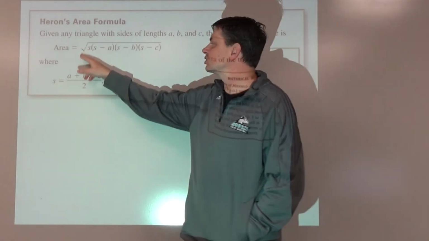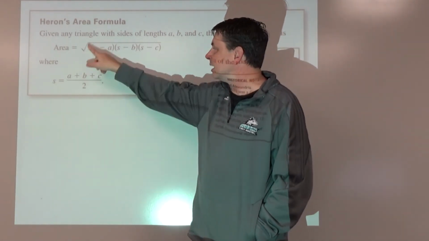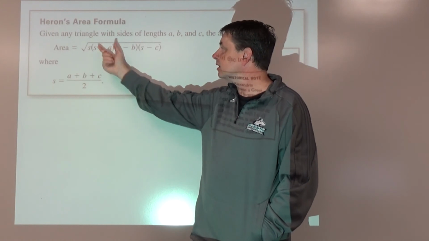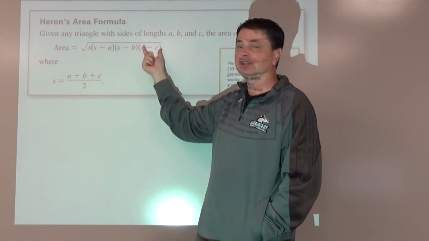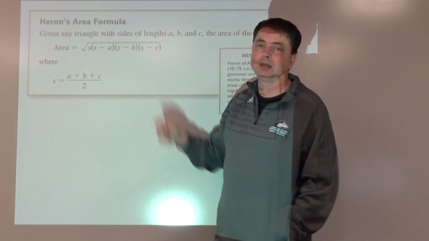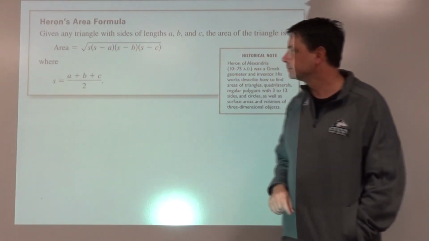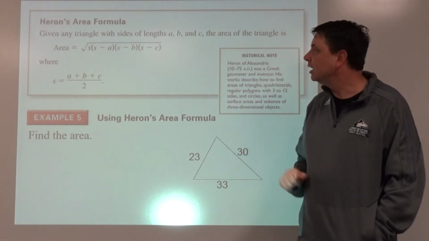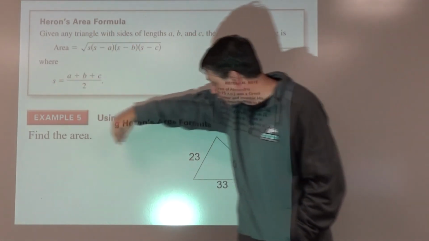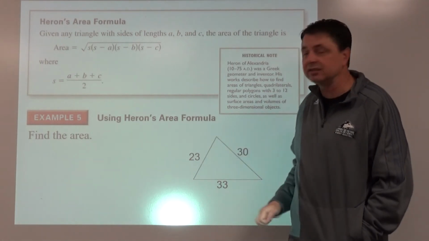Then the area is the square root of the product of the semi-perimeter times the semi-perimeter minus each of the sides individually. So 4 things being multiplied here. Example number 5, we've got a triangle, find the area. We're going to start by finding the semi-perimeter, adding up the 3 sides, and dividing by 2.